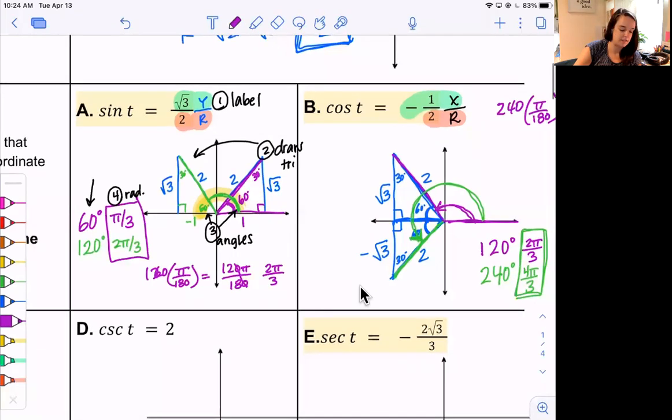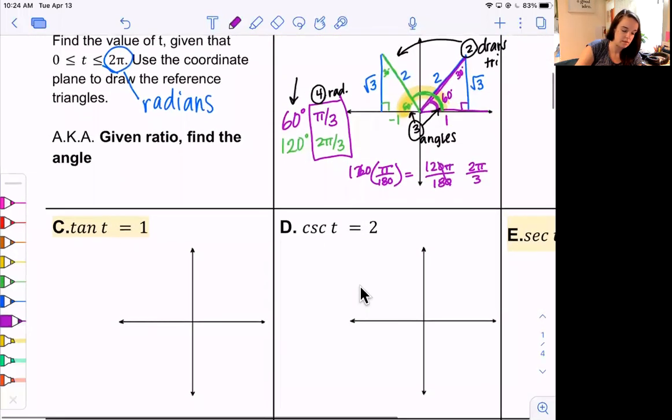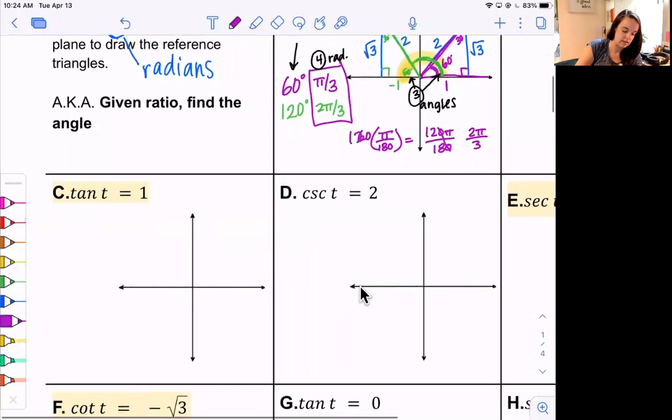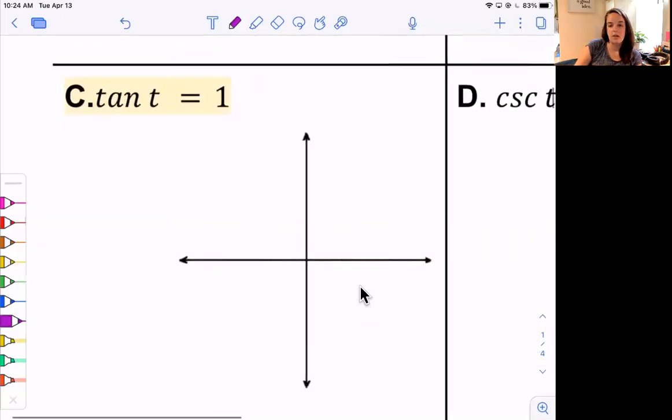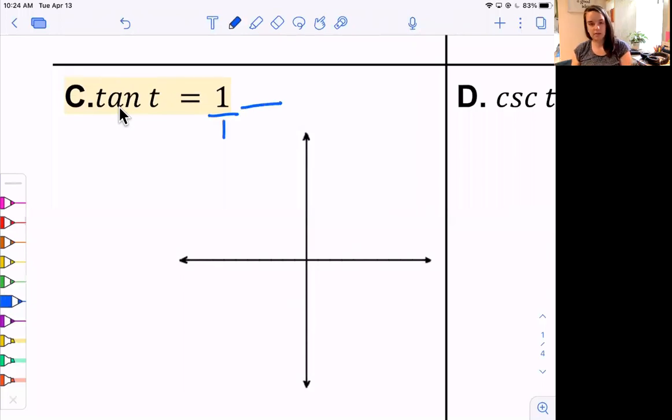All right, let's do C together. For tangent, first things first is to label. First things first is to label. So this is 1 over 1, any number just over itself. What is tangent as a labeled fraction? What is on top? What is on bottom? Y over X. Yeah, Kira, great job.